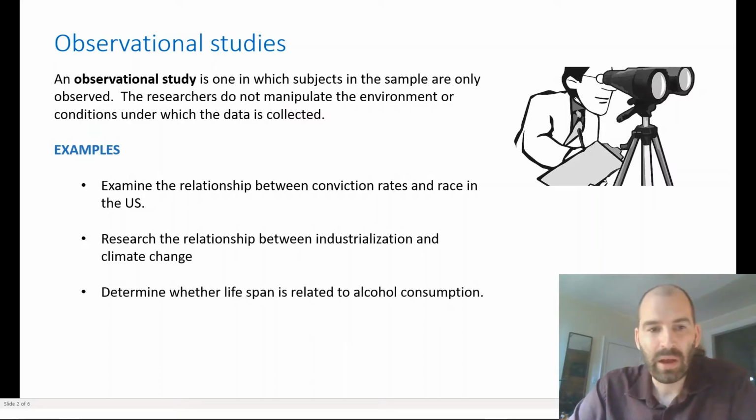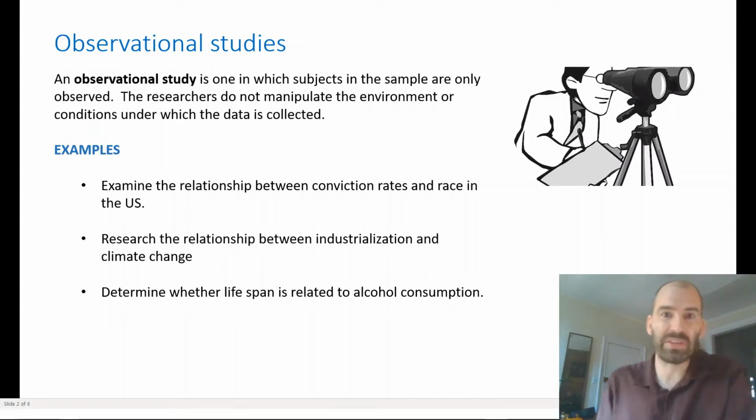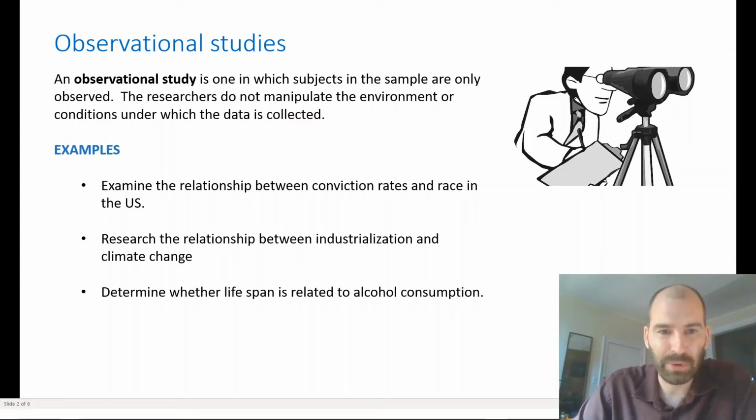And finally, determine whether lifespan is related to alcohol consumption. I don't think it would be ethically appropriate to give people different amounts of alcohol and then force them to consume that for the rest of their lives and then see how long they live. That's just not ethically feasible, isn't appropriate. But we could look at people's lifespan and somehow get some information on how much alcohol they happen to have drunk. So we're just collecting that information. So we're just doing an observational study here. Okay.